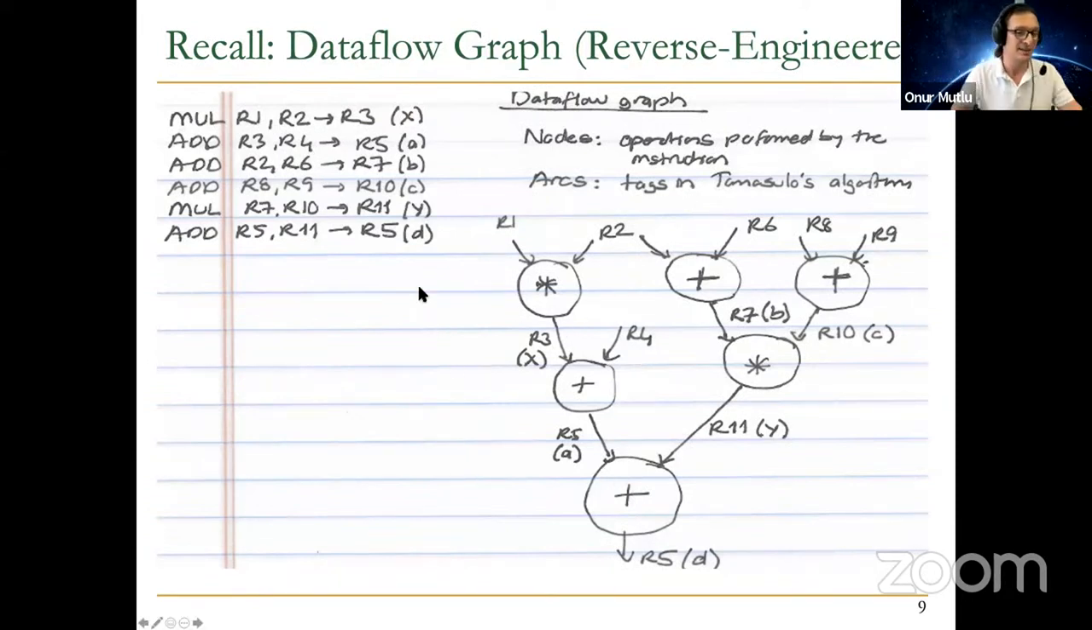And I left it as an exercise to you, but you could actually go from the data flow graph to the sequential instruction order by thinking a little bit more about how the dependencies are and how the values are, et cetera. I didn't do that yesterday, but you can do it as an exercise for yourself.